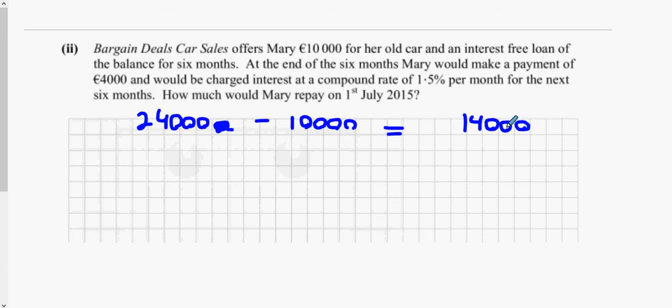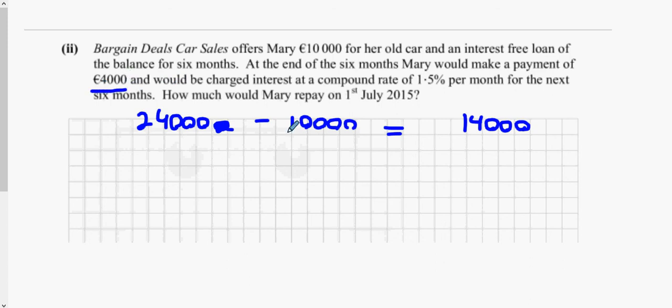She needs 14,000. Okay? They're going to lend her that 14,000. At the end of the 6 months, Mary would make a payment of 4,000 euro and would be charged interest. Alright. So put it this way, guys. For 6 months, she doesn't get charged any interest. You got it? Then what happens after 6 months? What does she have to do?